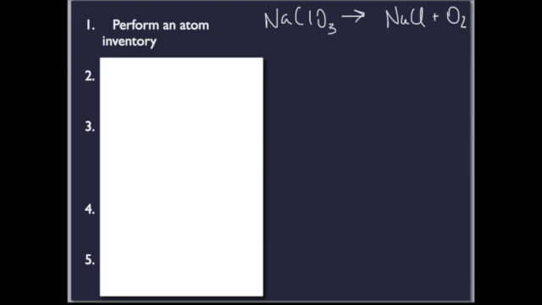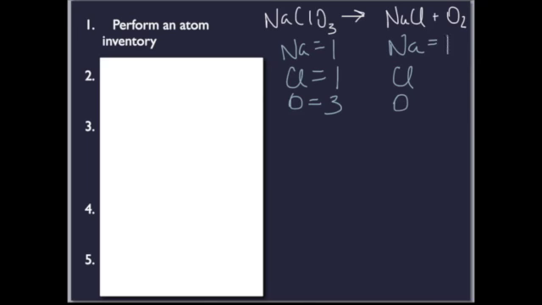Okay, let's look at the steps for balancing an equation. First is to perform an atom inventory, which we had done on the previous slide, so let's do that again. We have Na, Cl, and O on each side. Put them in the same order on each side. On the left, I have 1 Na, 1 Cl, and 3 oxygens. On the right, I have 1 sodium, 1 chlorine, and 2 oxygens.